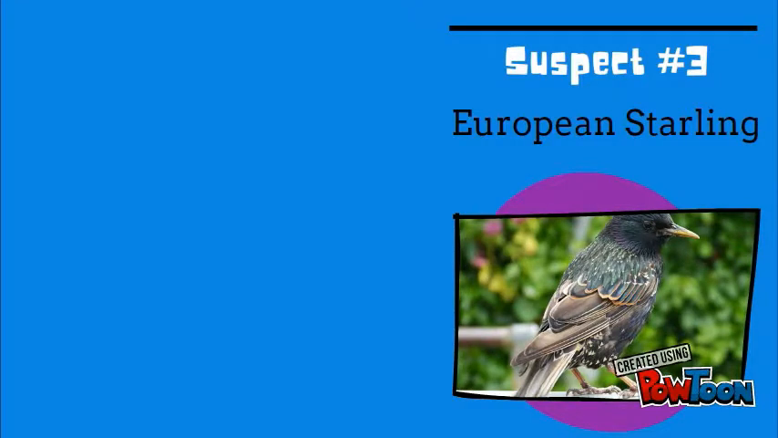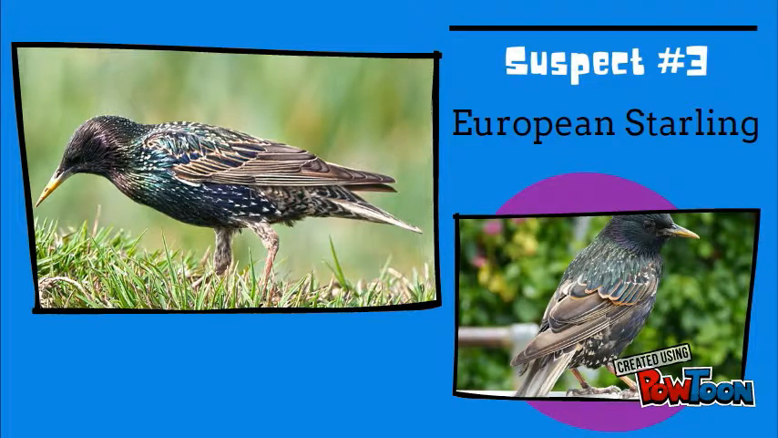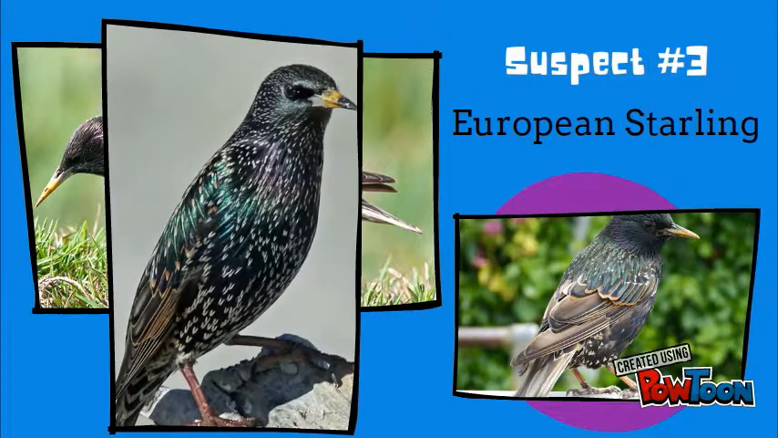Our next suspect is the European starling. This is a little bird from Europe and Asia, or Eurasia. You can identify this bird by looking for brown wings, a black head, and purple and green feathers. It also has many white dots all over its body, kind of like stars.